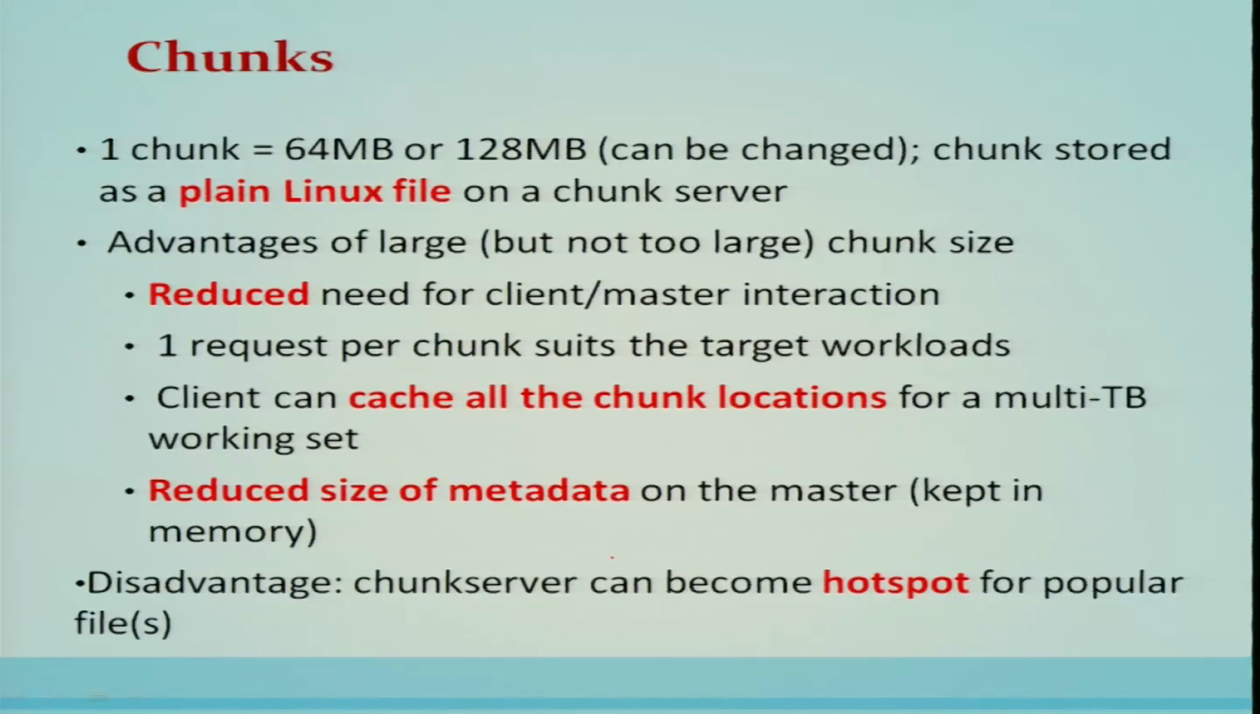Now the GFS chunk. The chunk is the most important part as far as the design is concerned. The chunk size is 64 MB. A chunk is stored as a plain Linux file on a chunk server. The advantage of keeping a large chunk size is that it will reduce the client and master interaction, as I told you in the previous slide. One request per chunk suits the target workload. The client can cache all the chunk locations for a multi-terabyte working set. So only the metadata is cached for the chunks. Obviously this chunk size will also reduce the size of the metadata which has to be kept on the master.